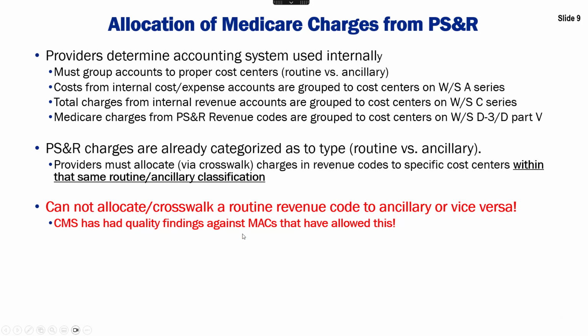So, as we've said a few times now, routine revenue codes cannot be allocated to ancillary or vice versa. CMS has had quality findings when they've done quality reviews. MACs have received findings for allowing that, and it's been made very clear that this is not to be allowed. So routine versus ancillary allocation or cross allocation is not allowed.